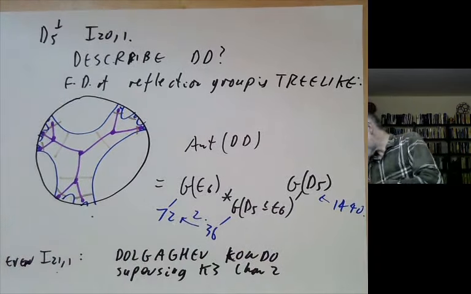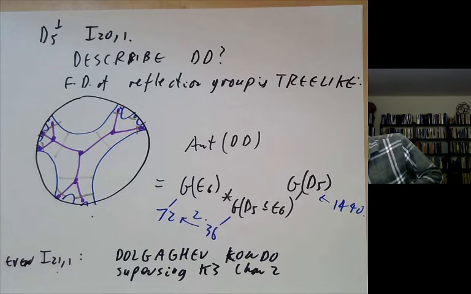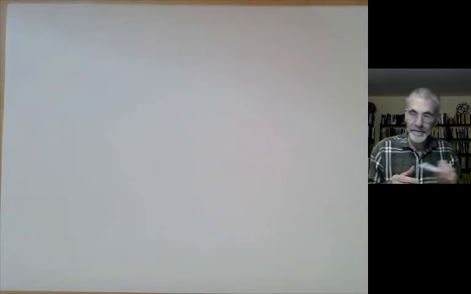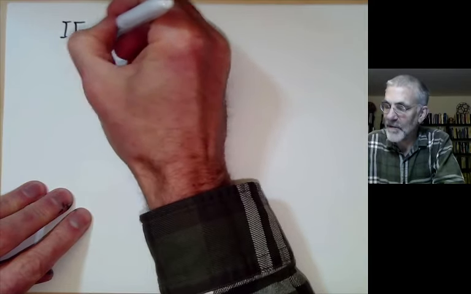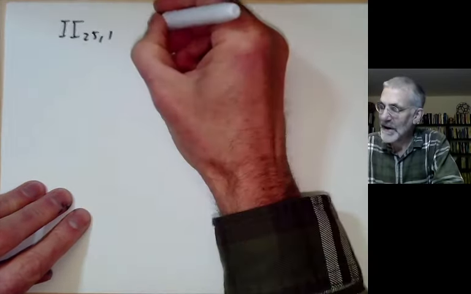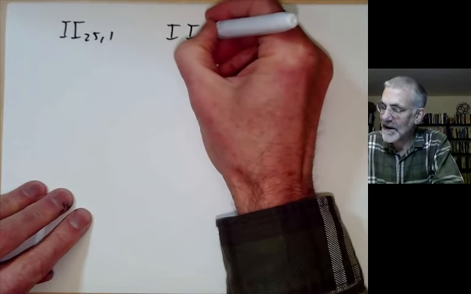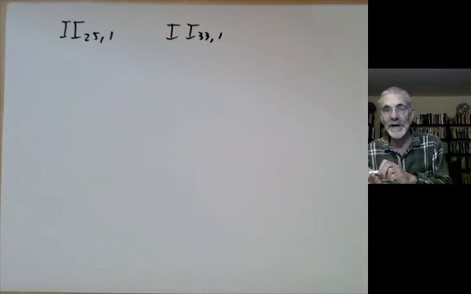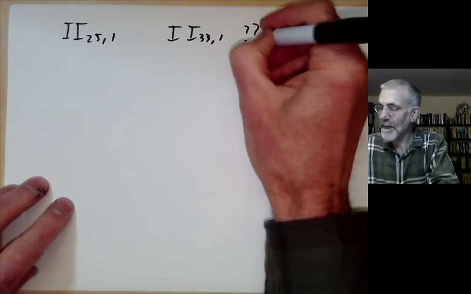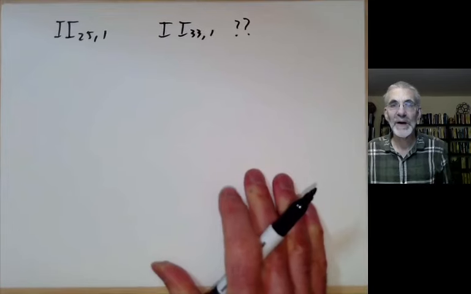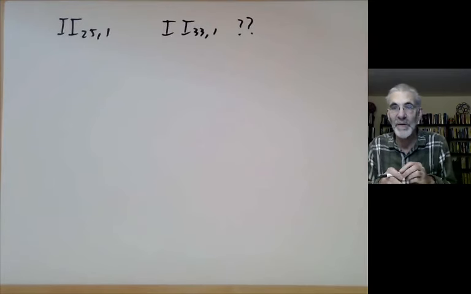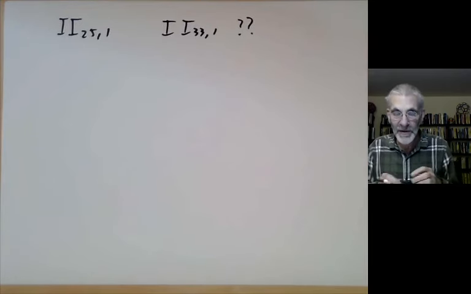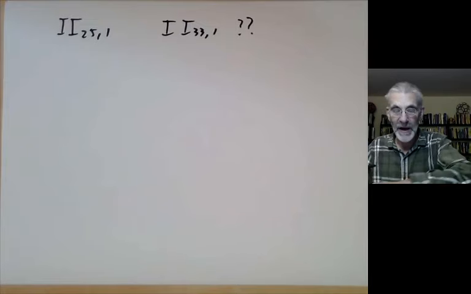You can ask what happens if you go to higher dimensions. So we've done the case of II_{25,1}. Well, then you can ask what happens if you go to the next case, which is II_{33,1}. Here you seem to get a horrendous mess. There seems to be no analogue of the Leech lattice. There's nothing with covering radius root 2. The Dynkin diagram is absolutely huge.